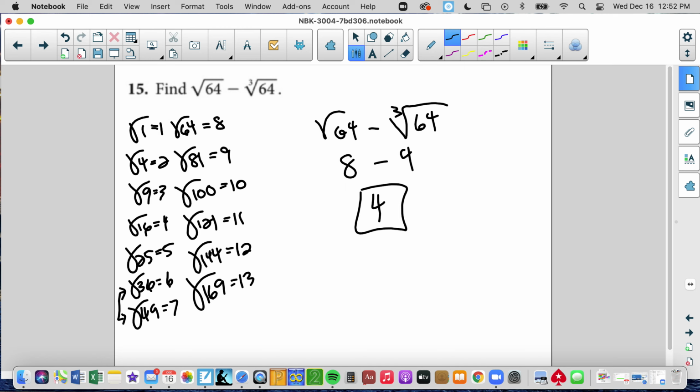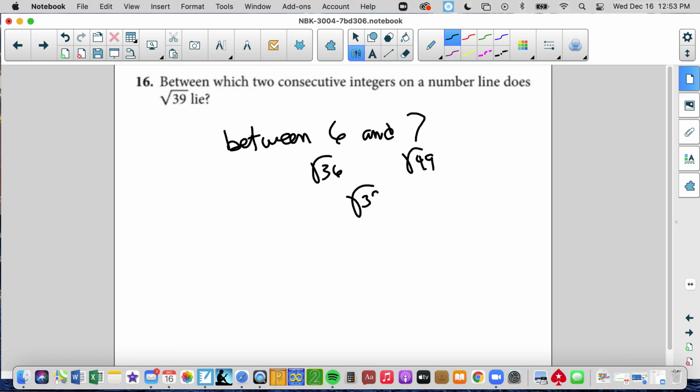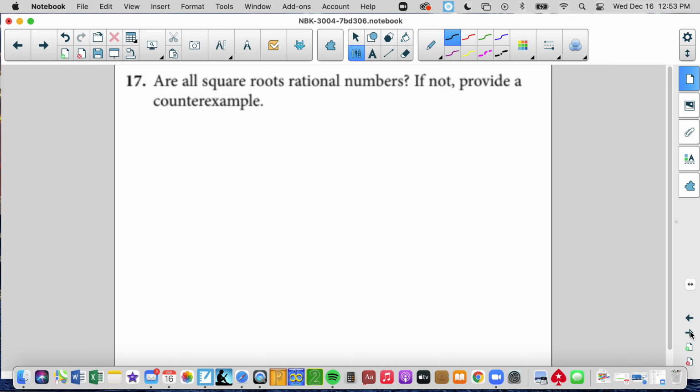These are rational numbers, rational square roots. And so the square root of 36, square root of 49, so it's between 6 and 7 on the number line. So between 6 and 7, because 6 is the square root of 36, 7 is the square root of 49, and the square root of 39 lies in between those two. Okay? And are all square roots rational numbers?